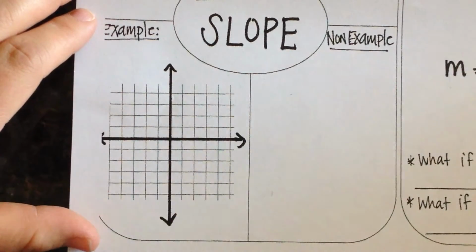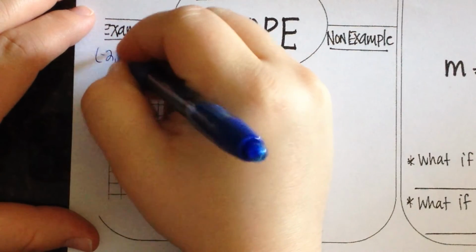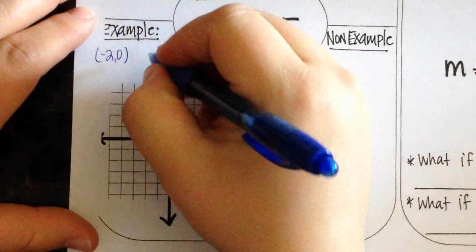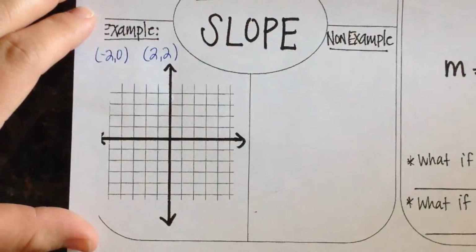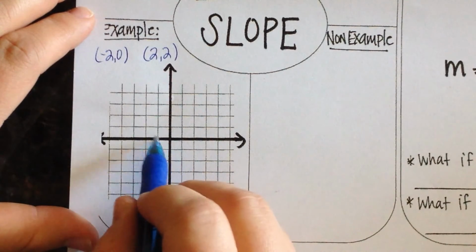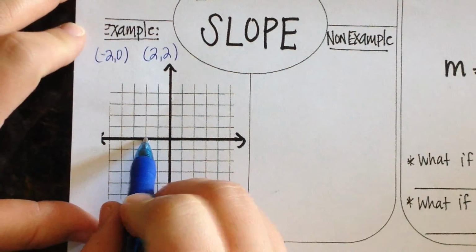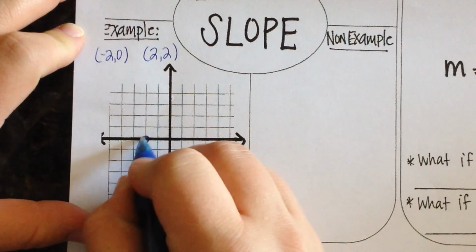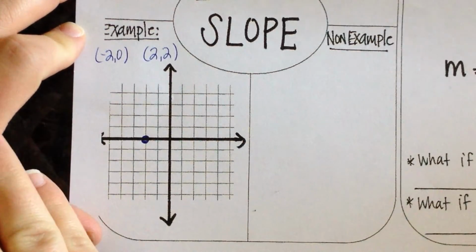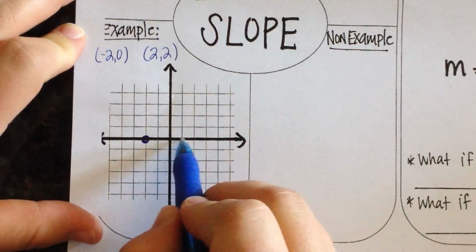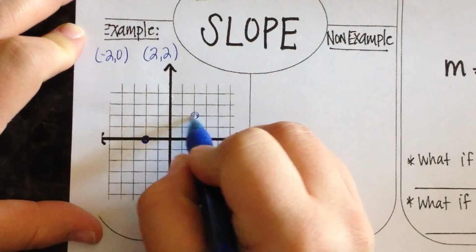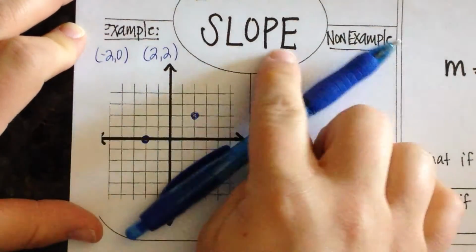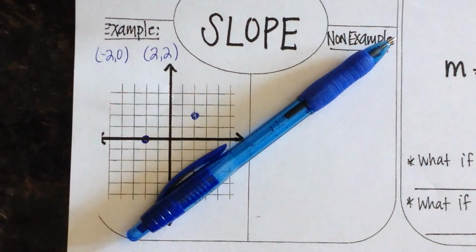So let's do this. I'm going to draw an example, and I'm going to plot these 2 points. (-2, 0) and (2, 2). Okay. -2 on the x-axis, and then 0 on the y, and be here. And then I'm going to plot (2, 2), so I'm going to go over 2 and up 2. And I'm going to connect the dots here. Let me get my ruler. We're going to draw this line.